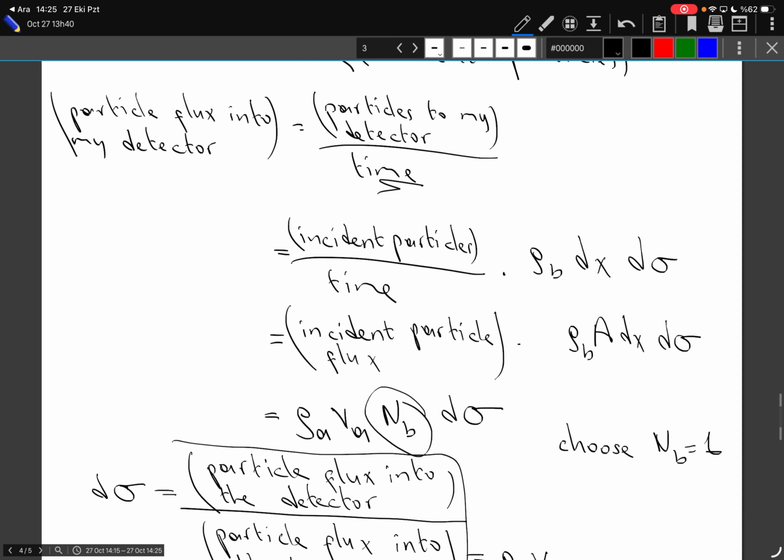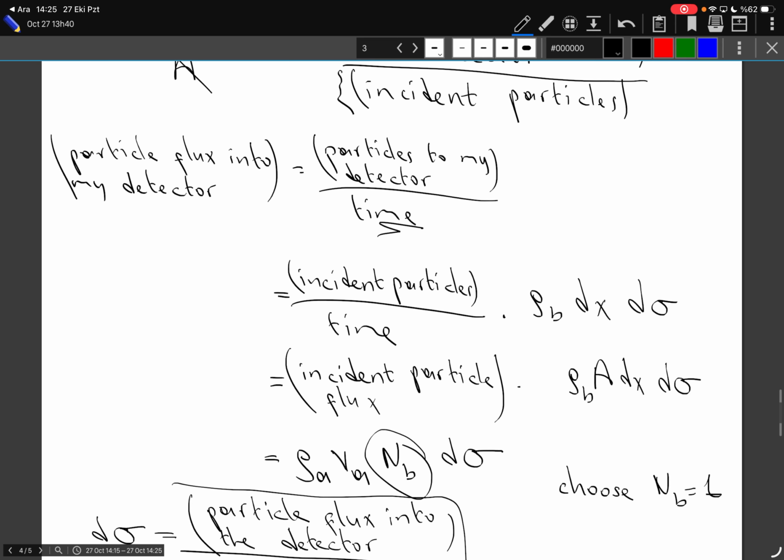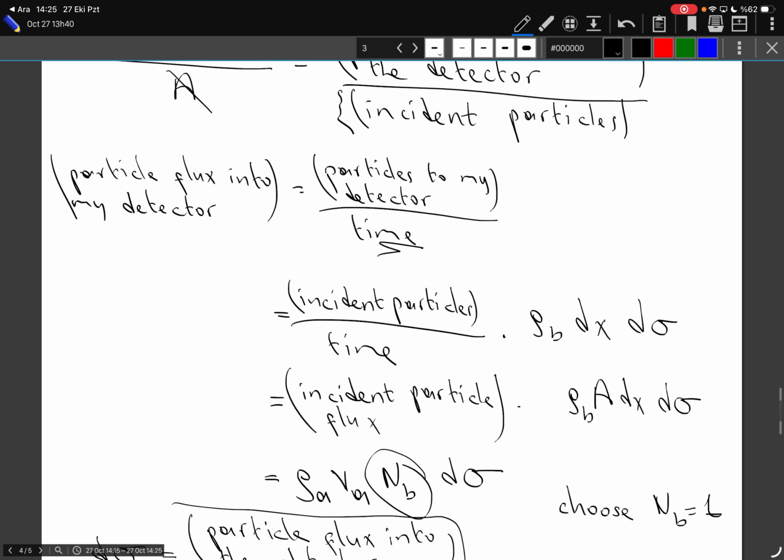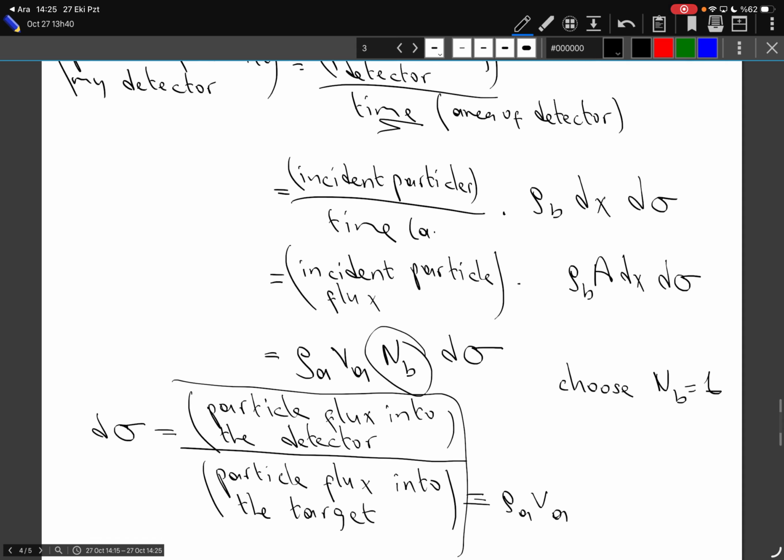Well, let me just make one correction here. Flux is the number of particles per area. So particles to my detector divided by the area of my detector. So this is the area of the detector.